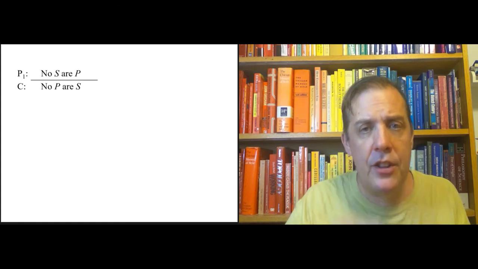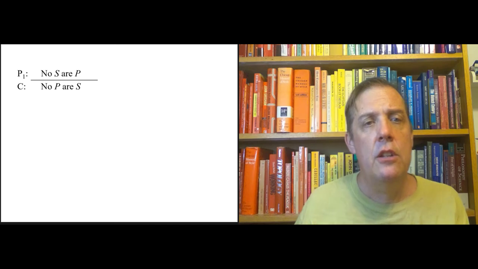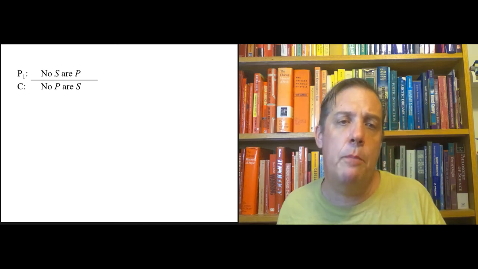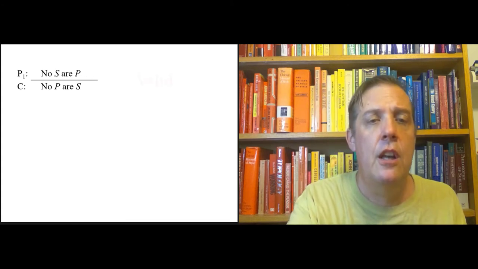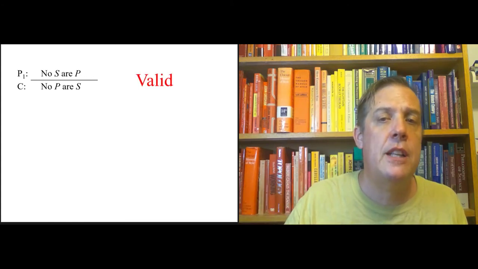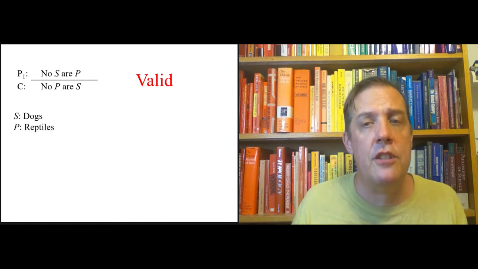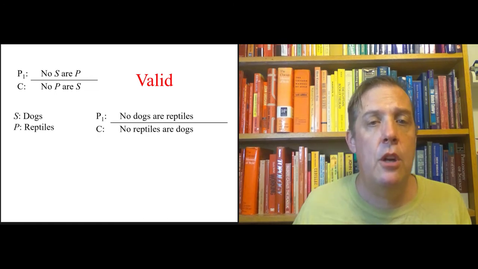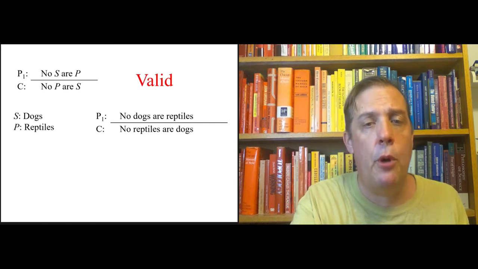Now let's go back to thinking about no S are P and no P are S. You can imagine an argument that says no S are P, and from that you conclude no P are S. This time the argument is valid, right? So you put in dogs and reptiles. No dogs are reptiles, and no reptiles are dogs. Those are both true statements. You move from a true premise to a true conclusion.